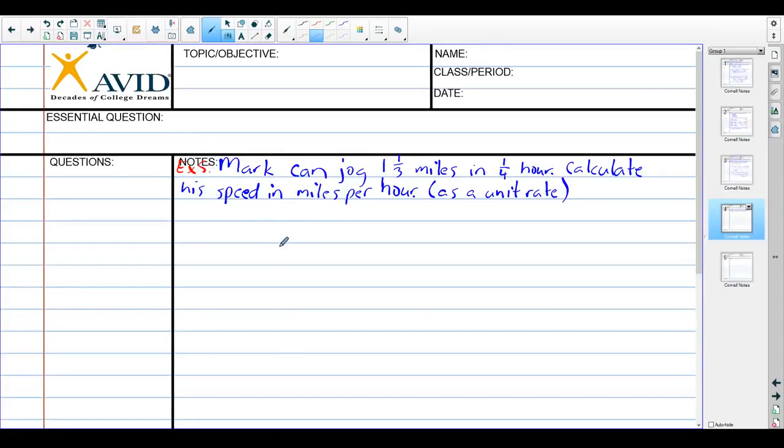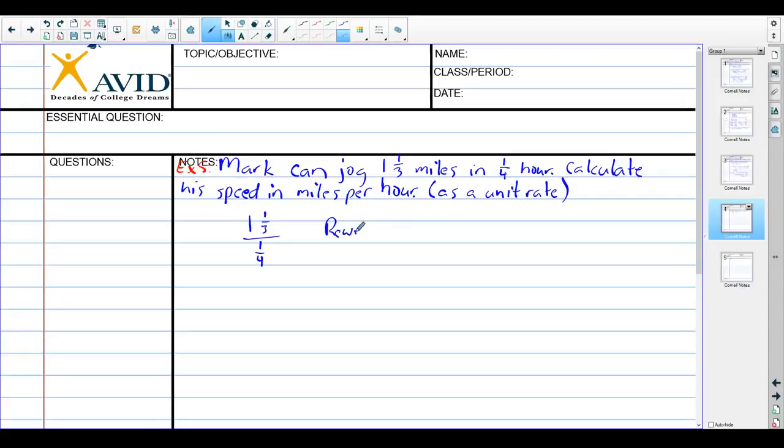Mark can jog 1 1/3 mile in 1/4 hours. Calculate his speed in miles per hour, which is a unit rate. Okay. So if we write our fraction out, so we have 1 1/3 over, what was it, 1/4. Alright. So this is as bad as it's going to get, because we got a mixed number, and we also have two fractions. So we're still going to rewrite it.